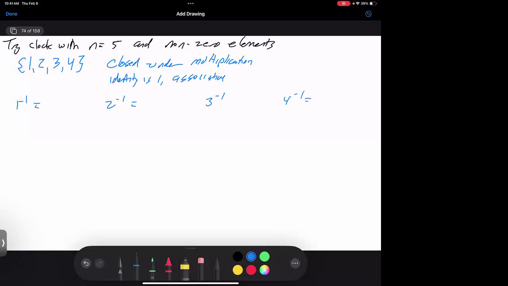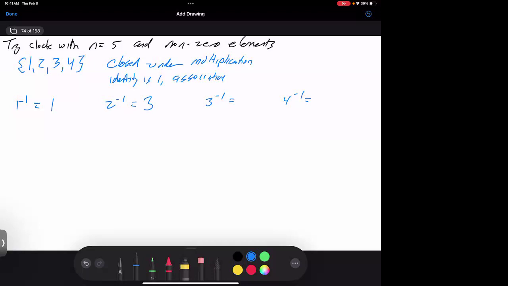So can anybody give me an inverse to 1? 1. So what times 2 equals 1 on a clock with 5 hours? 3. 2 times 3 is 6. So 2 inverse is 3. So if 2 times 3 is 6, 3 is the inverse of 2.